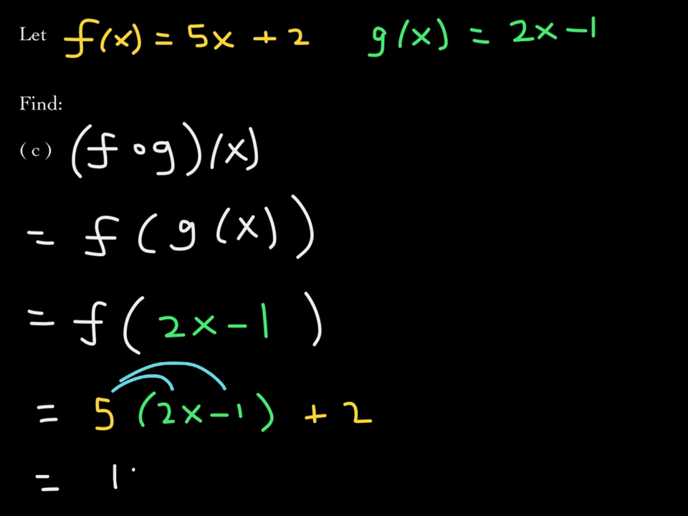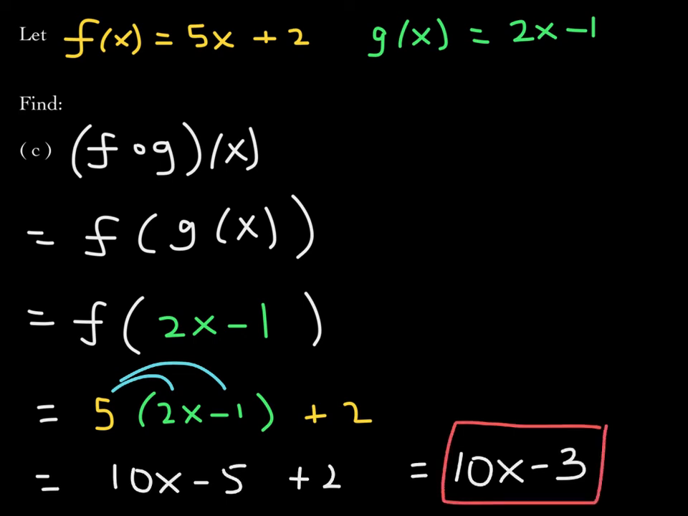So you get 10x minus 5 plus 2. So you get 10x minus 3. That's as far as you can go as far as simplification. And this is a linear function, right? So when you compose f with g, this linear function with this linear function, you get another linear function, which is 10x minus 3. You have to understand there's nothing more to do. You just found a composite function, right? So in part A and B, you are finding a function value. But here in part C, you're finding a function.